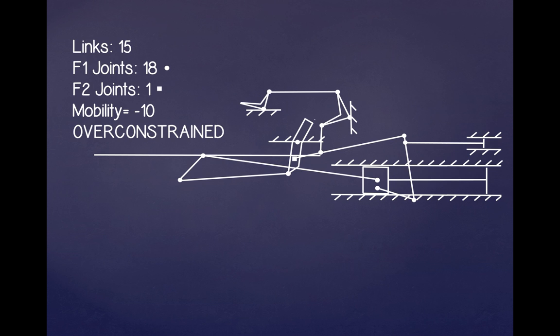Because the wheels are attached to the ground and the position of the side rod perfectly defines the position of all three wheels, the wheels don't need to be included in the kinematic diagram. This alternate kinematic representation, with 15 links, 18 1-degree-of-freedom joints, and 1 2-degree-of-freedom joint, has a mobility of -10 and is still overconstrained.